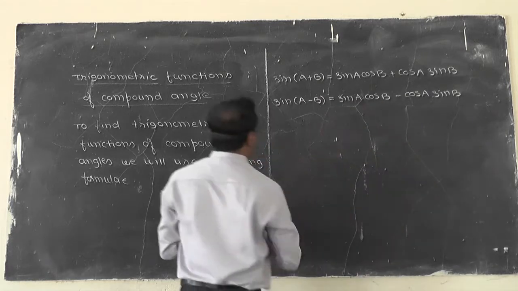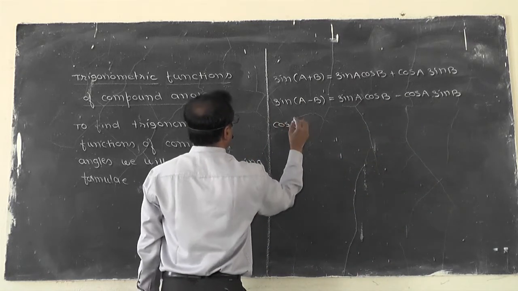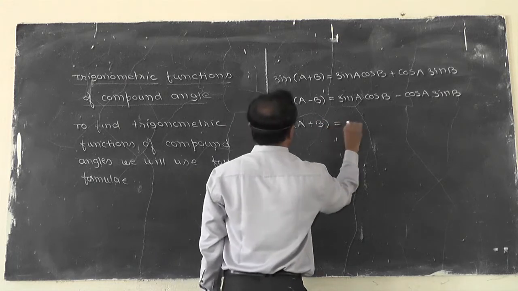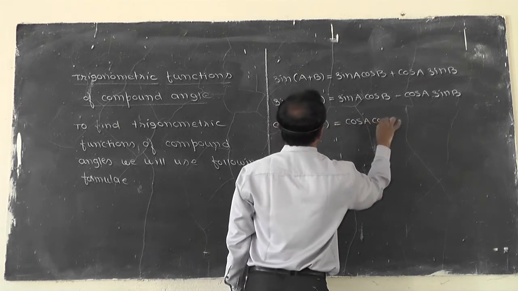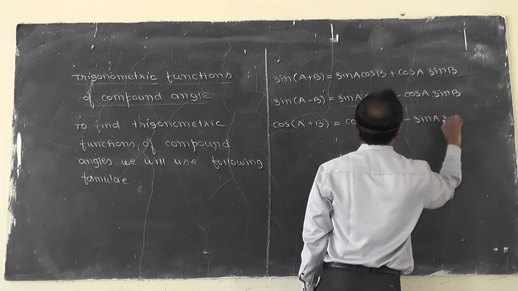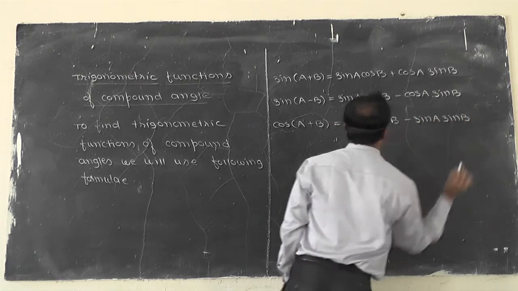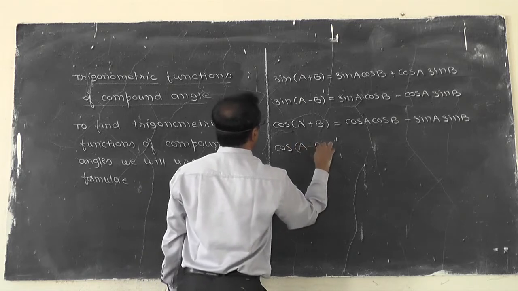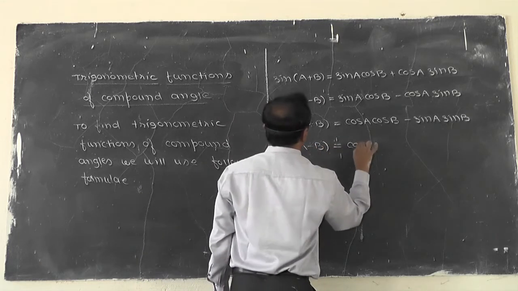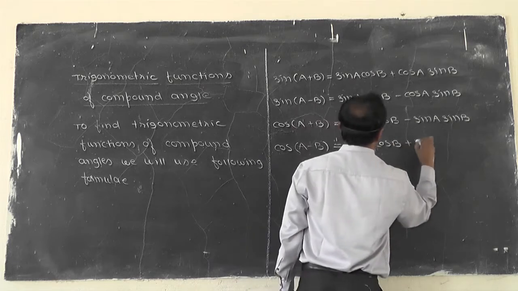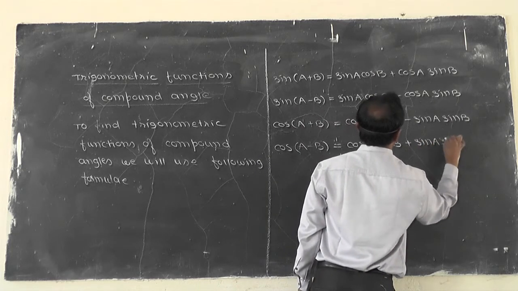After this, now we will write the third formula. It is cos of A plus B. In this one there is somewhat of a change: cos A cos B minus sin A sin B. Next, cos of A minus B. The next formula is cos A cos B plus sin A sin B.